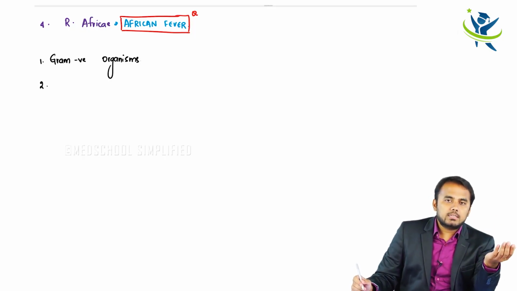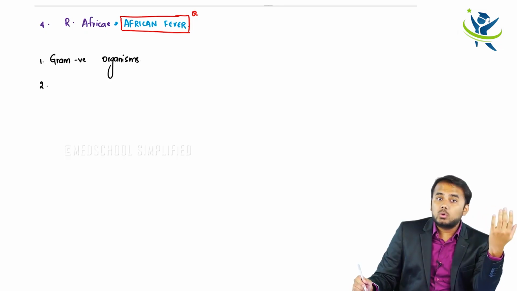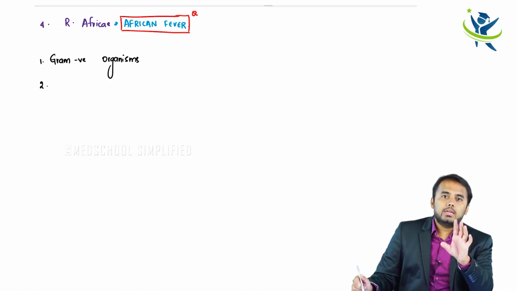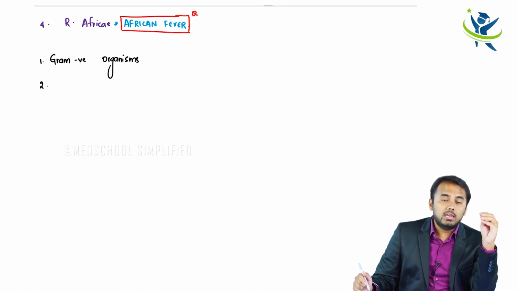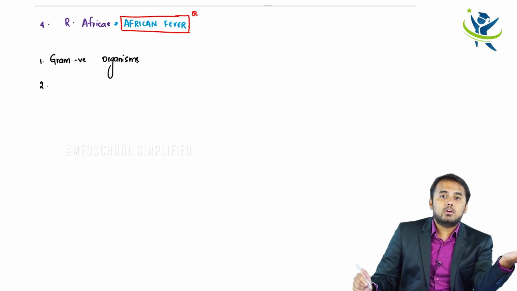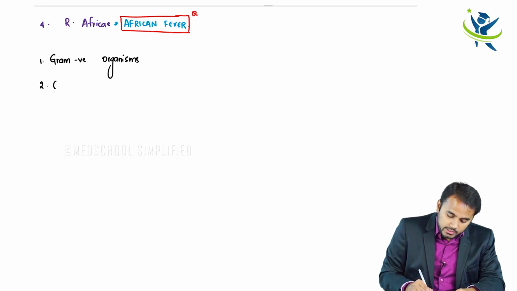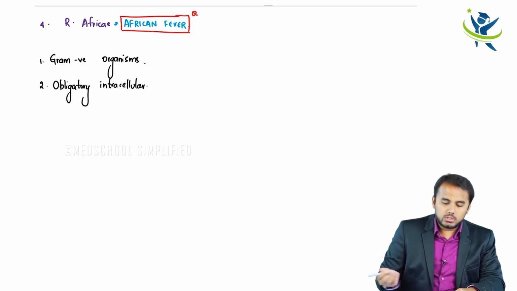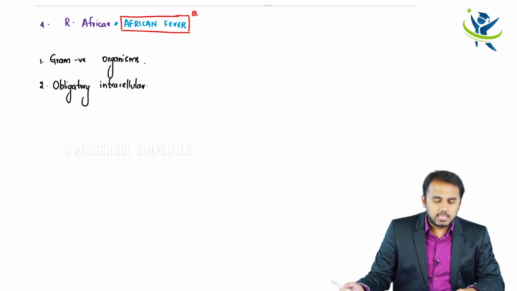So I call it intracellular, but they cannot live outside the cell. If they can live outside the cell and inside the cell, I can call it facultative intracellular. If they are living only inside the cell and they die if they go outside the cell, if they can't live outside the cell, so they are called obligatory intracellular. So these organisms are basically obligatory intracellular.